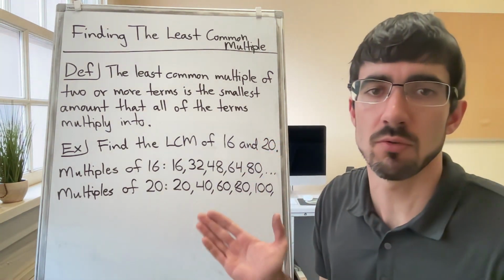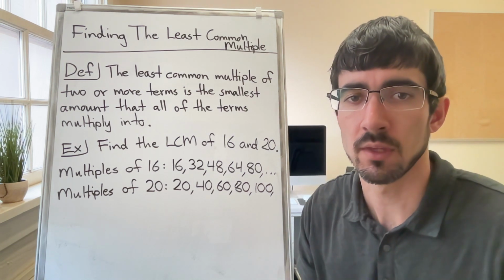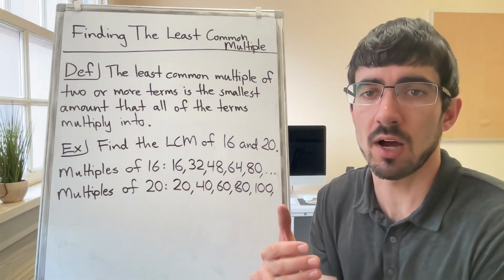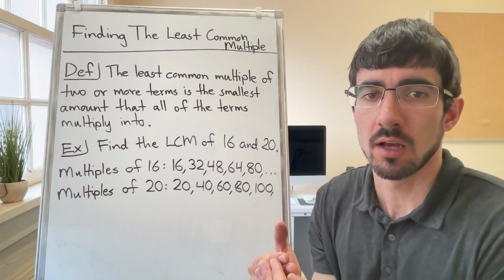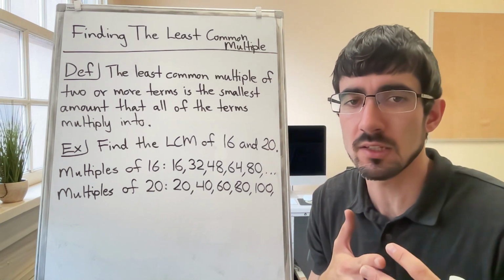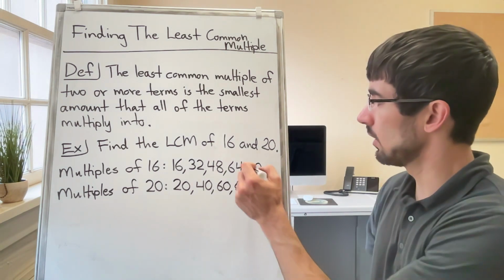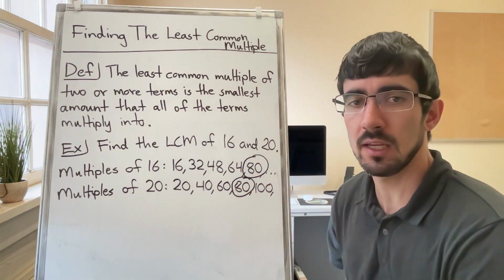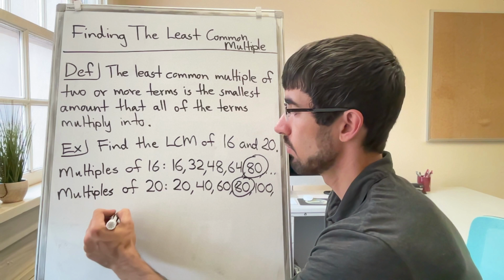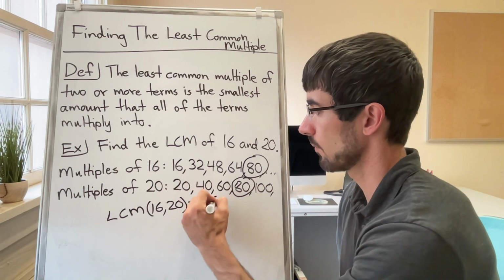The least common multiple of two or more terms is the smallest amount that all of the terms multiply into. So if we're trying to find the LCM of 16 and 20, we could imagine finding this just by trial and error with some expressions. We could go through all the multiples of 16, 32, 48, 64, 80, and so on, and we could compare them with multiples of 20. And we could identify the first number that we see on both lists is 80. So by definition, that's the LCM of 16 and 20. It's the smallest number that both 16 and 20 multiply into.